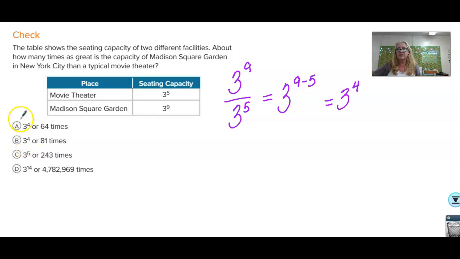So then we come over here and we see that two of the answers say 3 to the 4th. Well, what we need to know is what's 3 to the 4th equal to? Well, 3 to the 4th power looks like this. And 3 times 3 is 9. And 3 times 3 is 9, and 9 times 9 is 81. So the correct answer to this one was B.